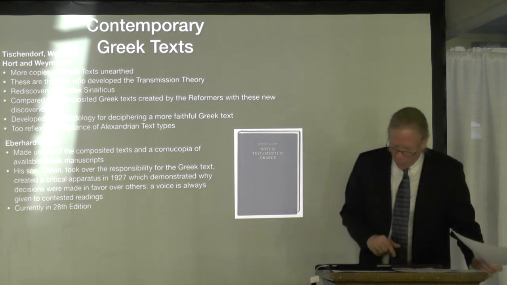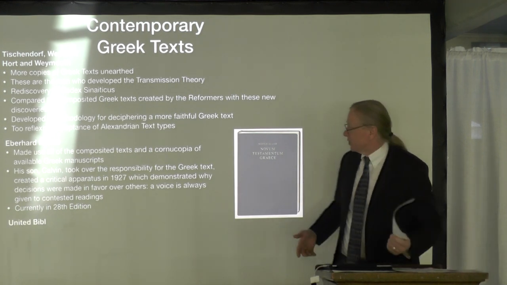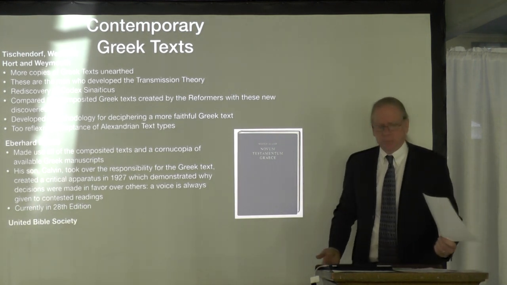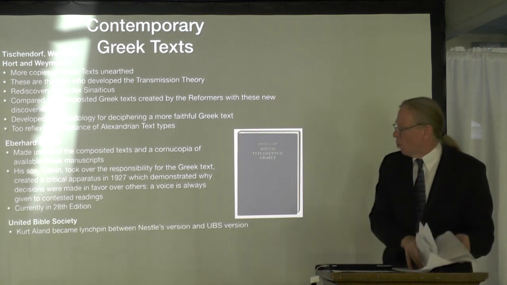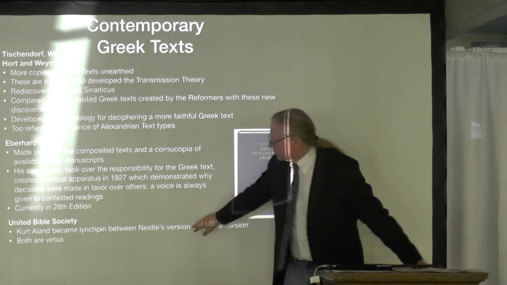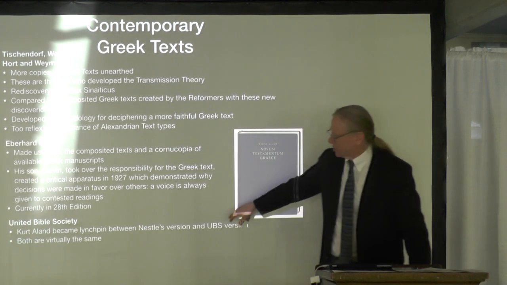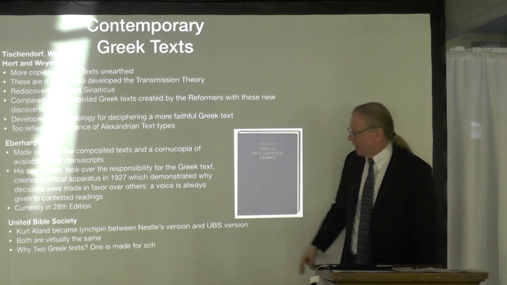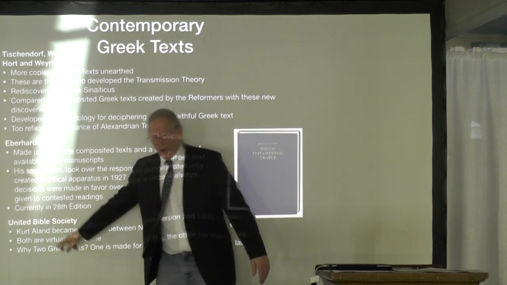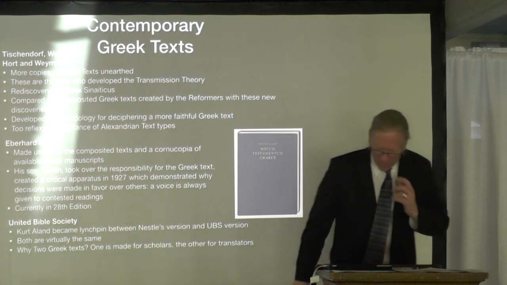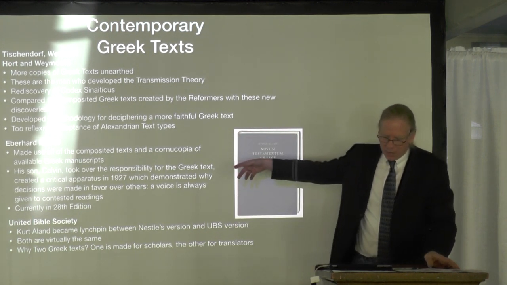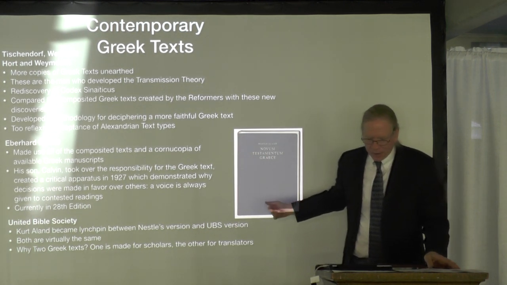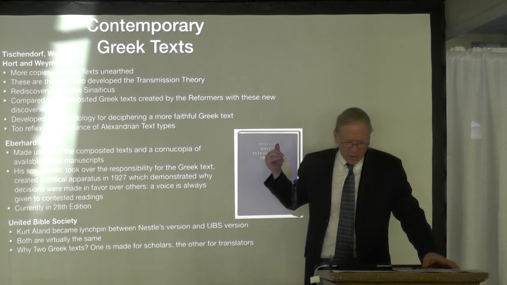But there's also another one. It's basically the same text. It's not basically, it is the same text now. The United Bible Society text and the Nestle-Aland text are the exact same Greek text today because of this guy, Kurt Aland. Kurt Aland became the linchpin between these two texts, the United Bible Society version and the Nestle-Aland version.